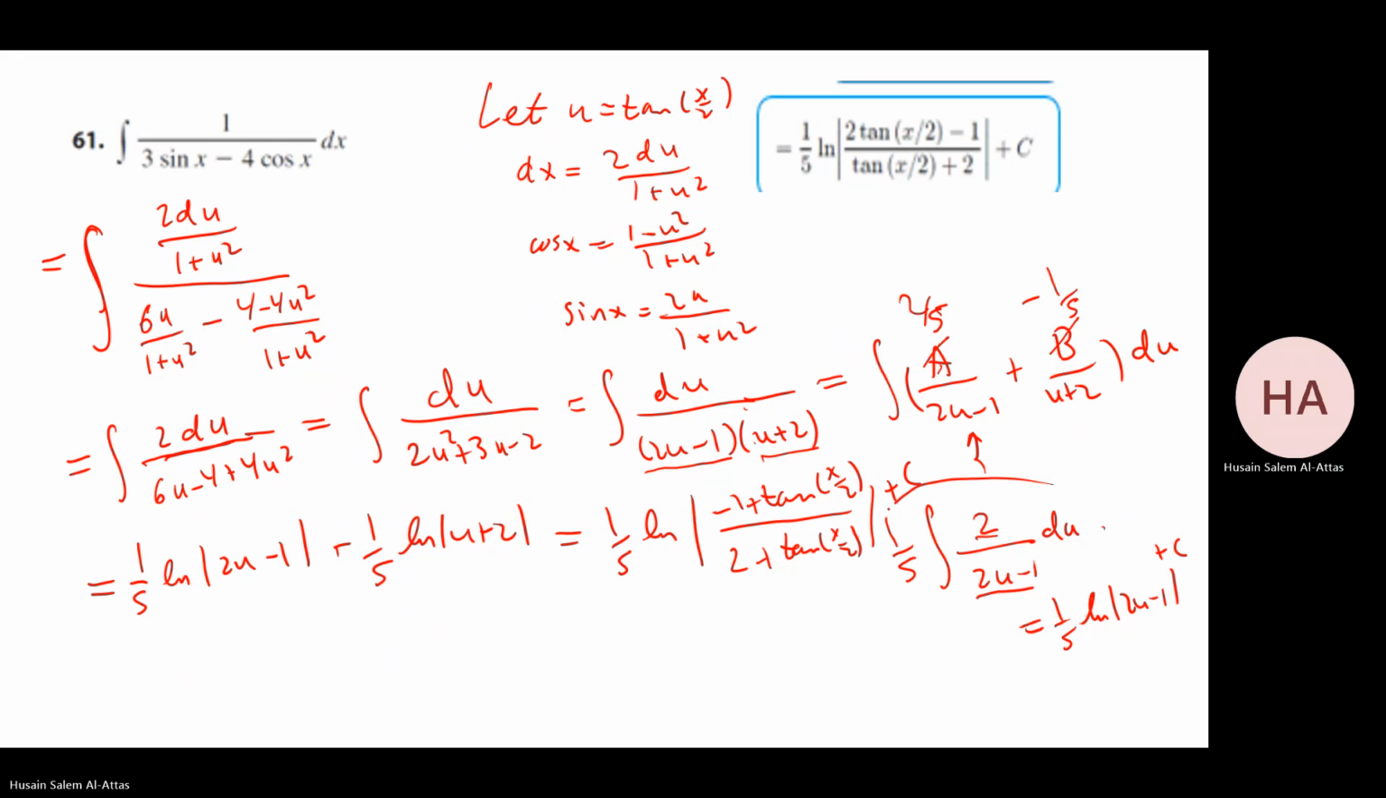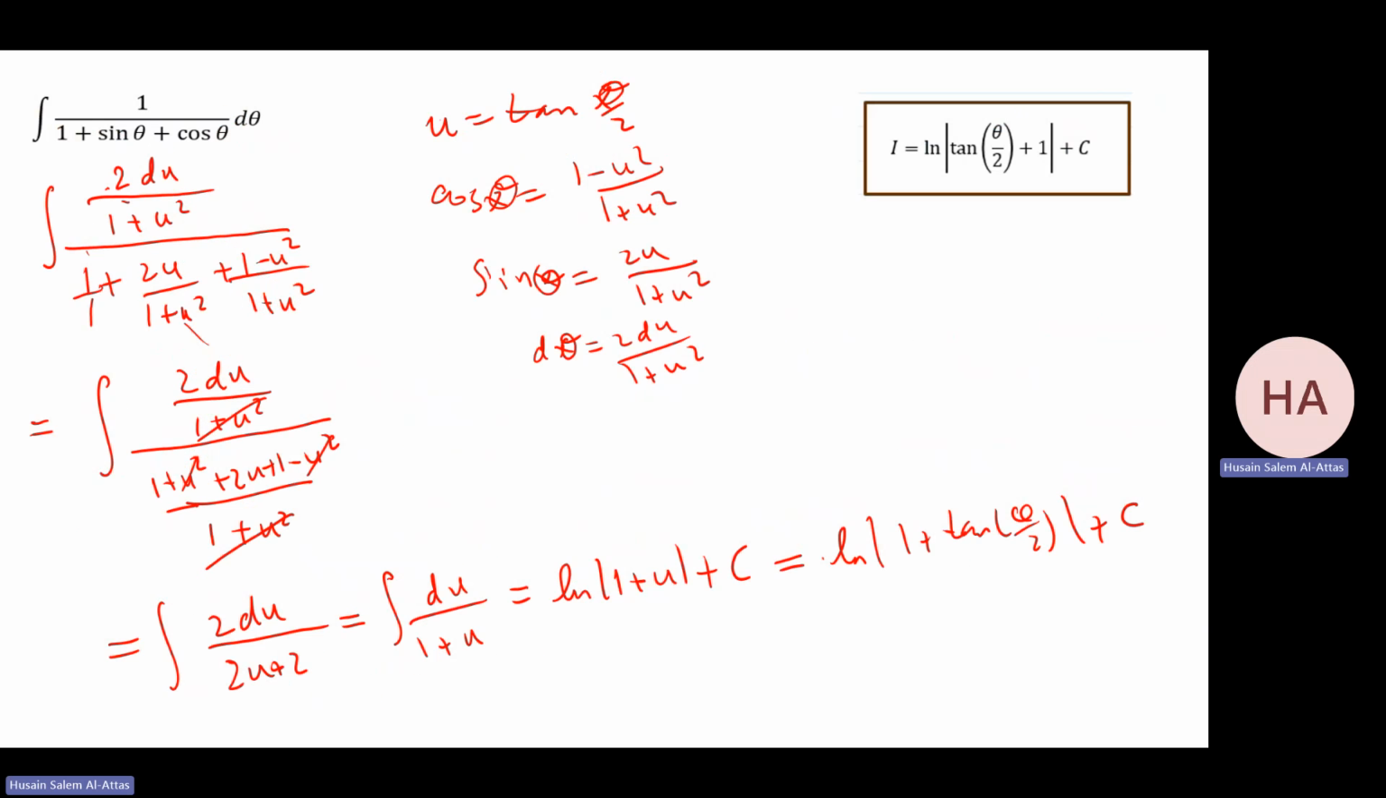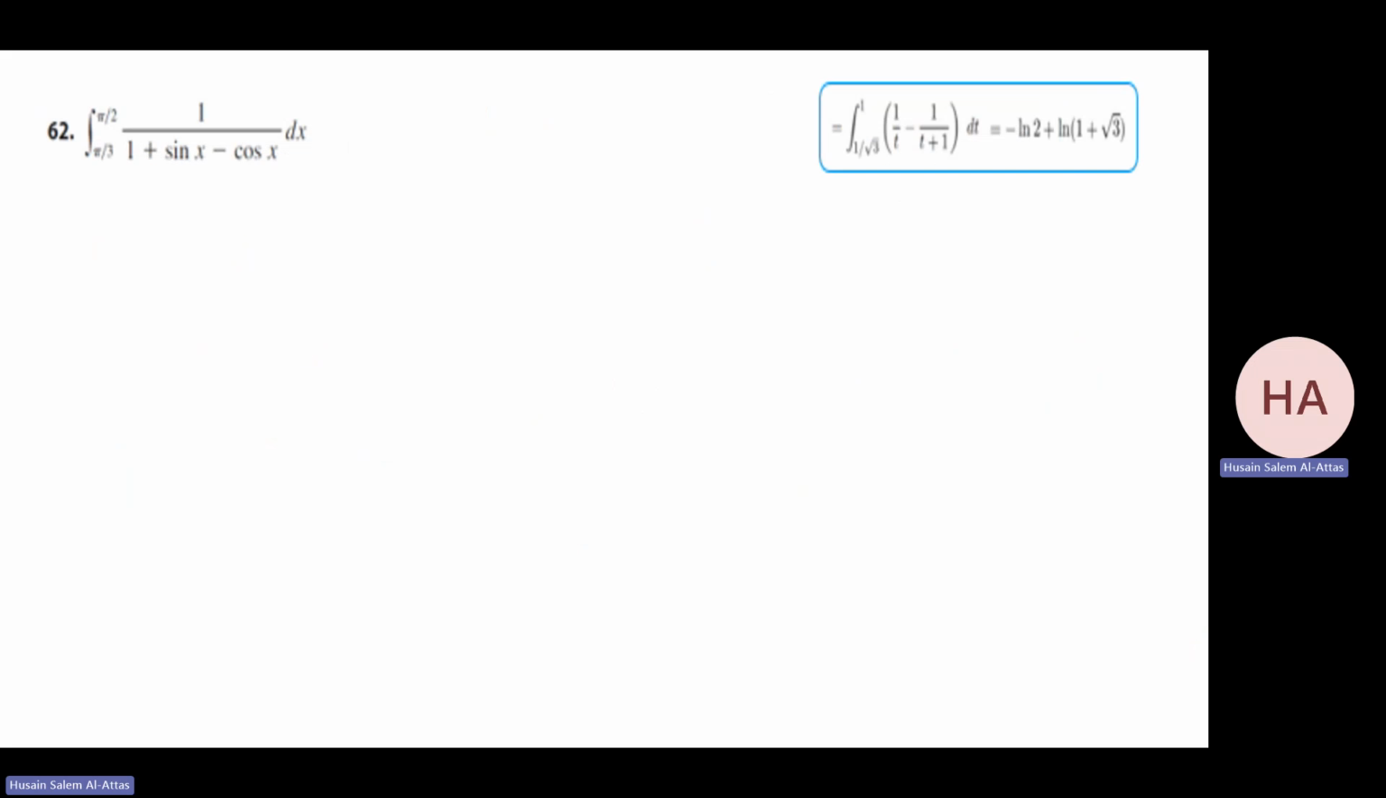Let's see. It just works. Which is this? Okay. 1 over 1 plus sine minus cosine. I think we did it. This is minus, this is plus. Okay. It's different.